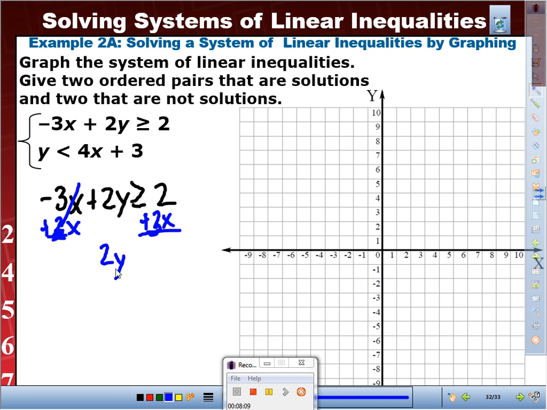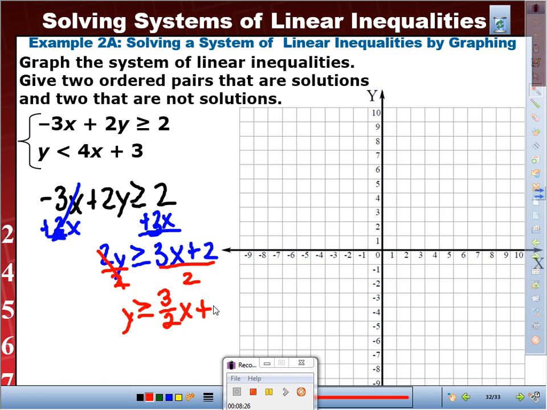So this is 2y greater than or equal to 3x plus 2. And am I done? No. I need to divide by 2. Y greater than or equal to 3 over 2x plus 1. Why did I leave the coefficient of x as a fraction? We need the slope to graph, exactly. So we're done with this one. How about the second inequality? Is it already solved for y?